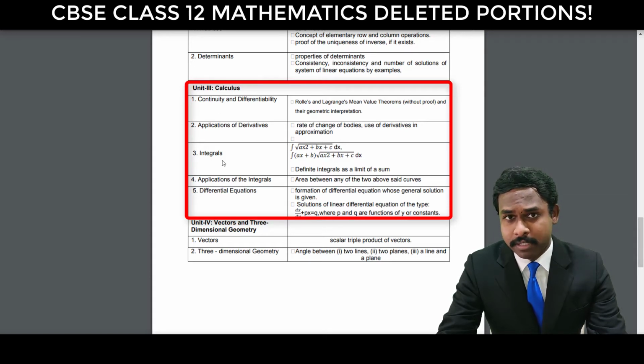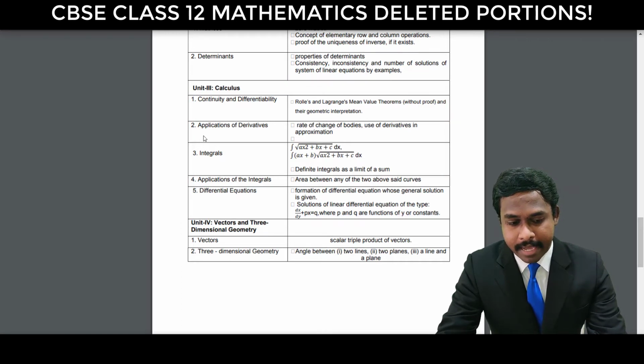And the third unit, which is the most important unit, is calculus, in which we have five different chapters. Continuity and differentiability does not have Rolle's and Lagrange's mean value theorem without proof, and their geometrical interpretation. Application of derivatives doesn't have rate of change of bodies and use of derivatives in approximation. And in integrals, you don't have questions of these two types of integration. The integral of root of ax squared plus bx plus c dx is not there. The integral of (px plus q) root of ax squared plus bx plus c dx is also not there. And definite integral as a limit of a sum is not there.